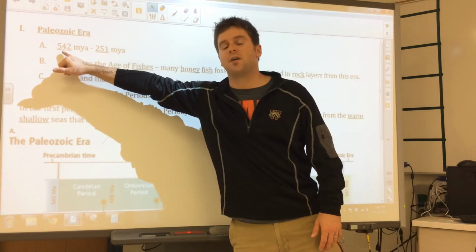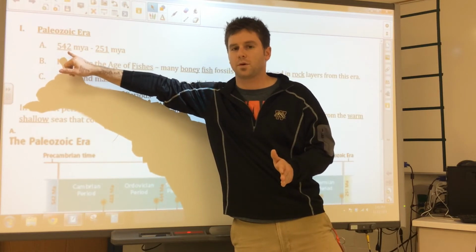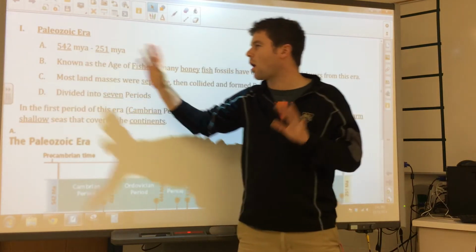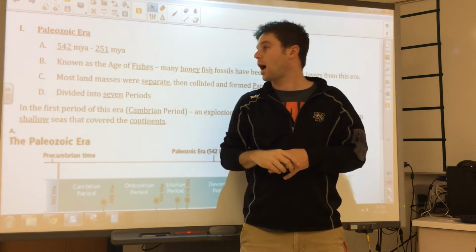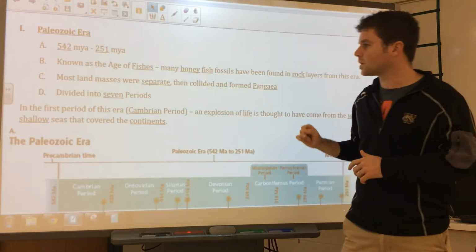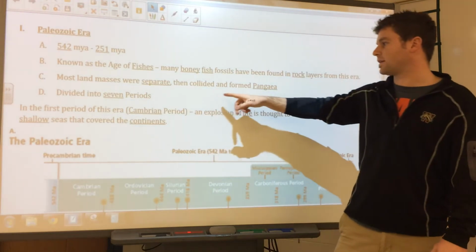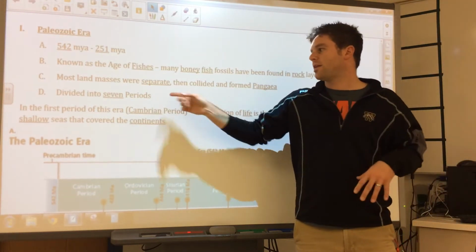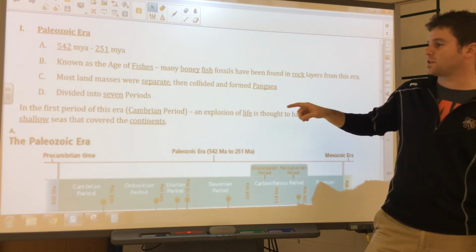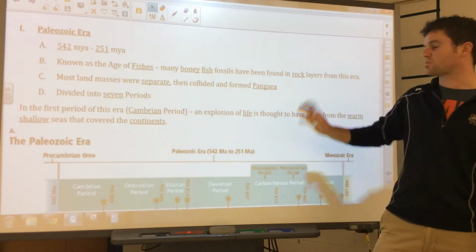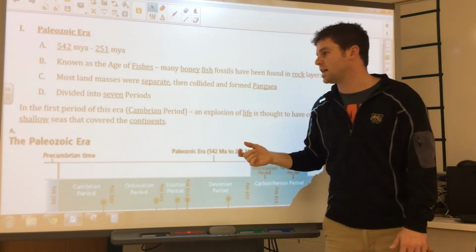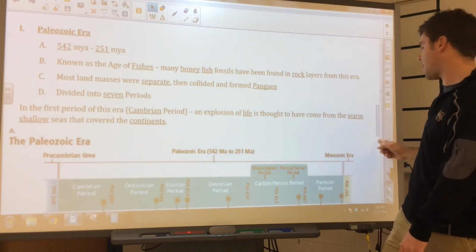This exists from 542, right, the end of the Precambrian time, to 251 million years ago. So around 300 million years this era lasts. Okay? Most land masses were separate. Then they collided to form Pangaea. And this is divided into 7 different periods. In the first period of this era, the Cambrian period, an explosion of life is thought to have come from the warm, shallow seas that covered the continents. Okay?